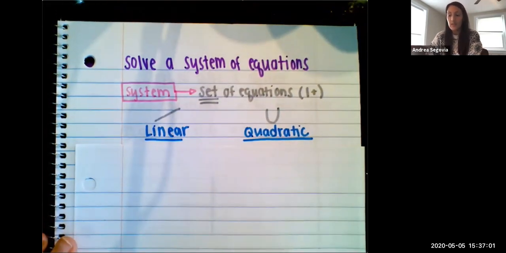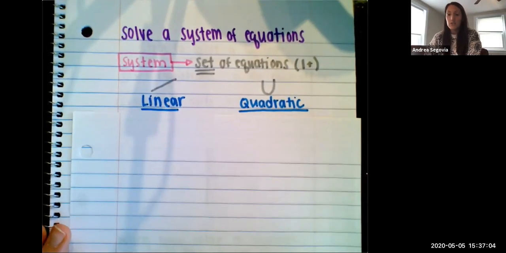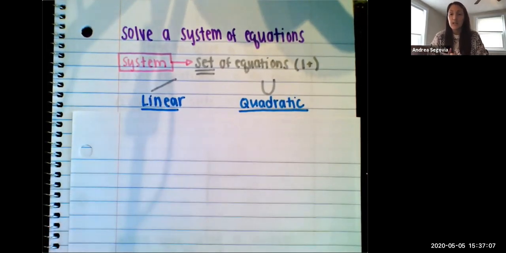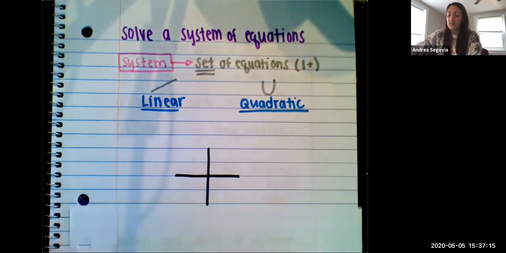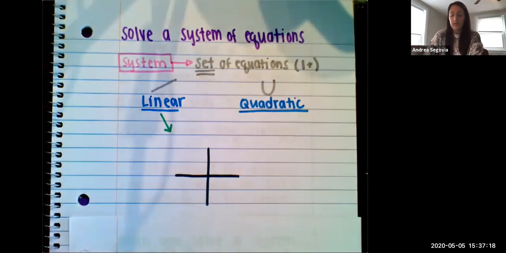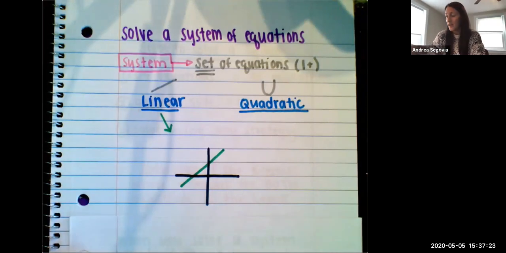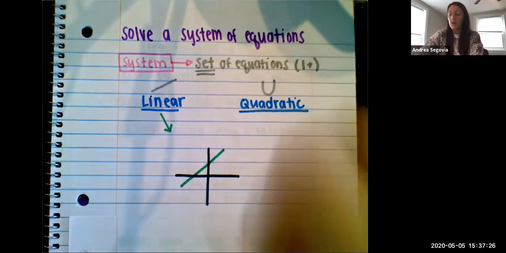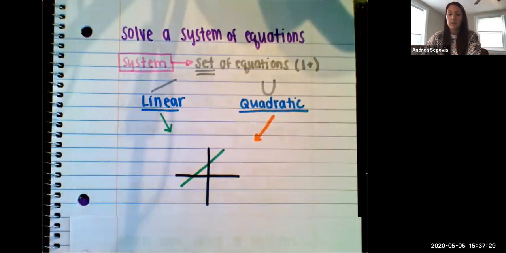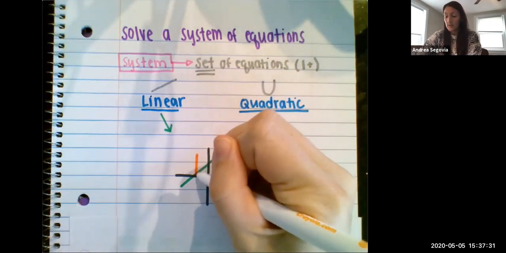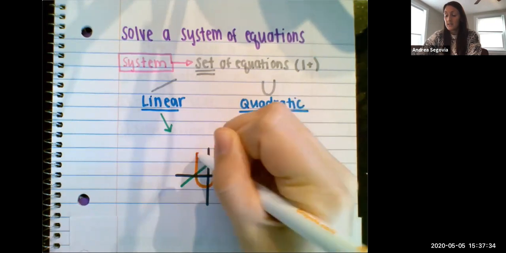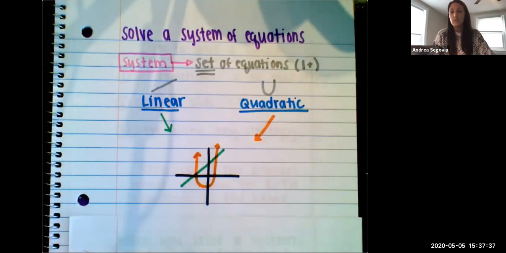Now, if we have these two equations happening at the same time, that means we're going to put both equations on the same graph. So let's say that I have a linear equation that I'm going to put in green. So here is my linear equation. On the graph, it would look like that. But I might also have a quadratic equation. I'm going to put that as my orange graph. You'll notice that this system is on the same graph because these equations are happening at the same time.